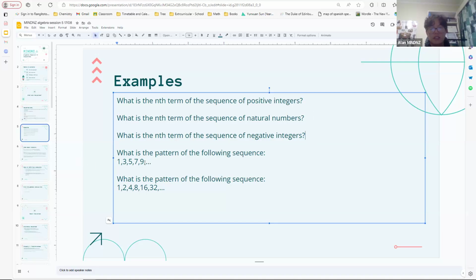So can you guys please guess the pattern for the following sequence? 1, 3, 5, 7, 9. It should be pretty obvious. It's just the odd numbers, or 2n minus 1. And the pattern for the next one is just 2 to the n minus 1.